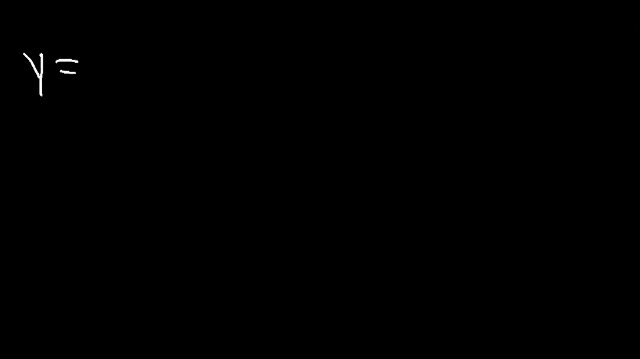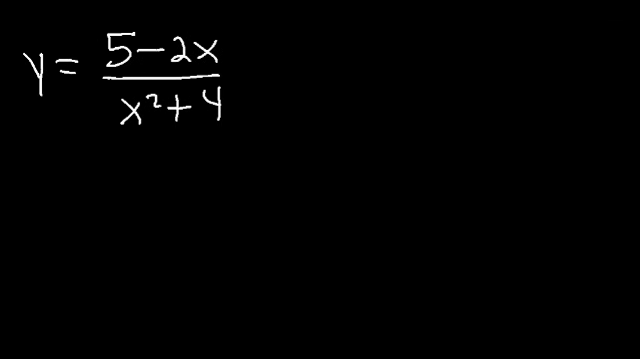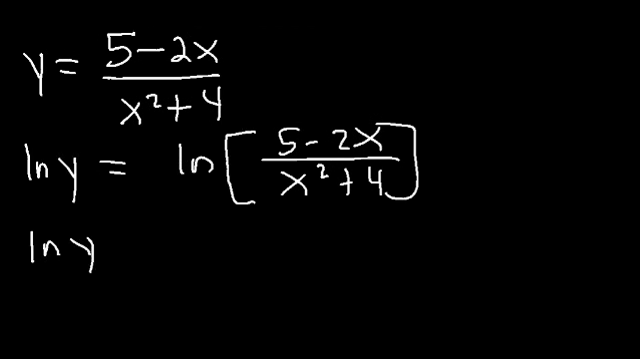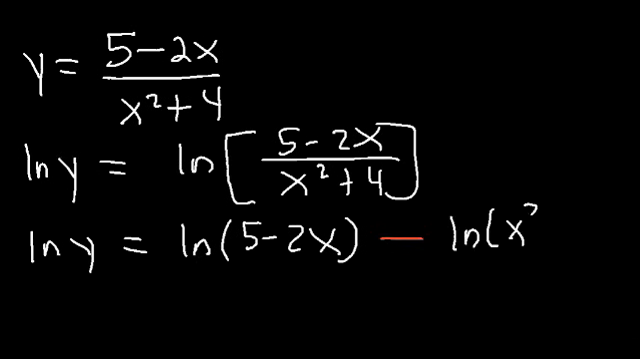Now let's try this example. We could use the quotient rule, but we're not going to do that. We're just going to use logarithmic differentiation. So let's take the natural log of both sides. And then let's separate 5 minus 2x from x squared plus 4. Since it's division, we're going to separate it into two natural logs using subtraction. So it's ln(5 minus 2x) minus ln(x squared plus 4).